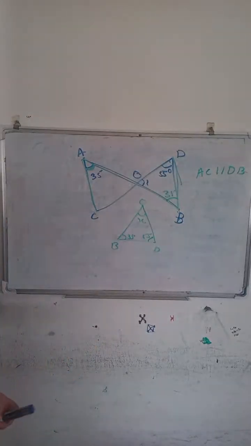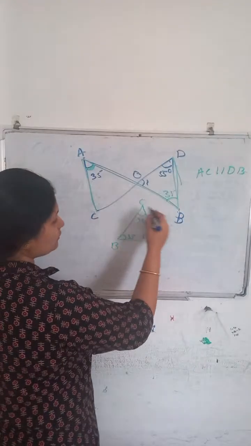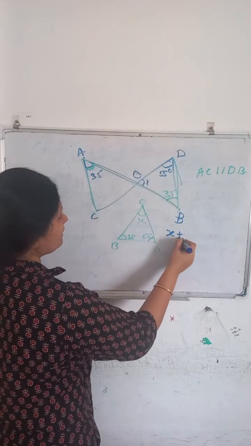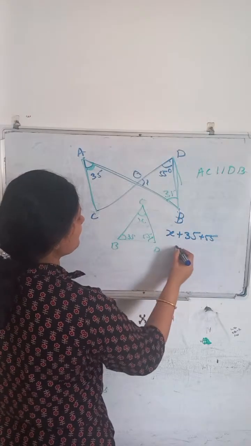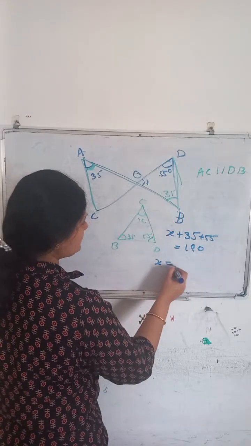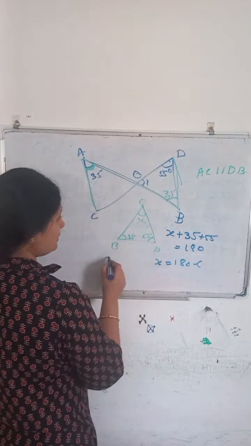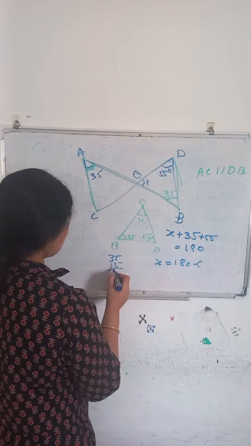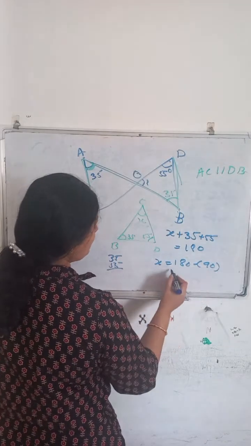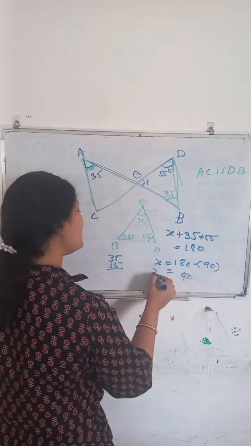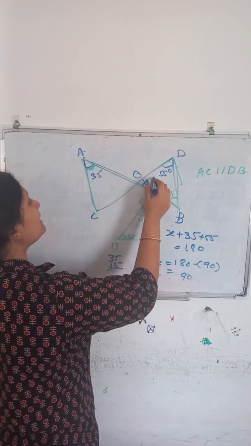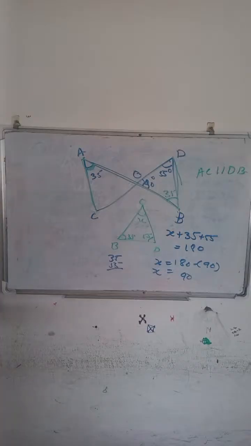So how can we find it? Here we can use the triangle angle sum property. x plus 35 plus 55 is equal to 180. So x is equal to 180 minus the sum of 35 and 55, which is 90. So 180 minus 90 is 90. So BOD I got as 90 degrees. Getting how to solve? Go properly, sequence wise, then you will get the answers properly. Okay, everyone can copy this.